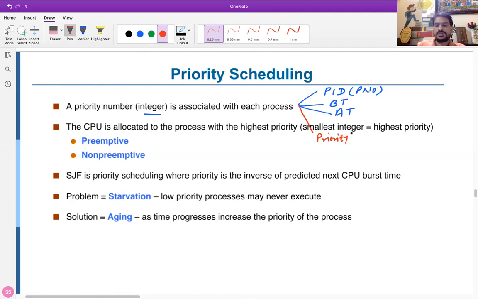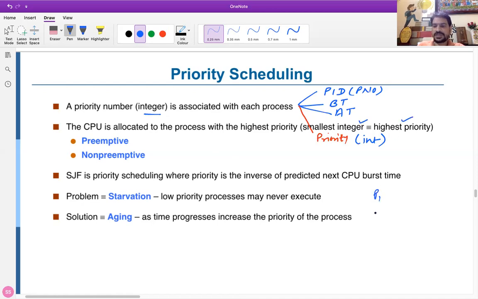So priority is given. Priority is nothing but some sort of integer, and that integer signifies how much priority is given to a particular process. A process with a higher priority may have a higher integer number, or if it is a smaller priority, maybe the integer number is smaller. It depends upon book to book. In Galvin, because this slide is from the Galvin book, it is written that if we have the smallest integer, it means it has the highest priority.